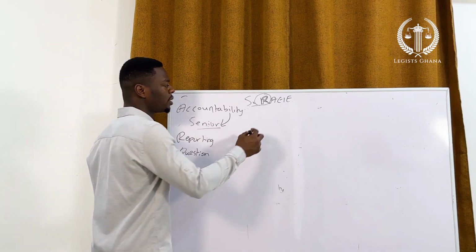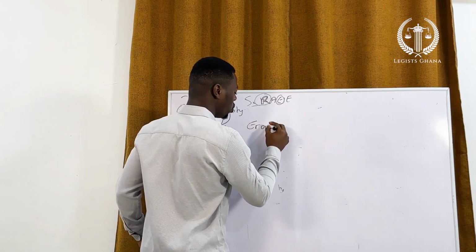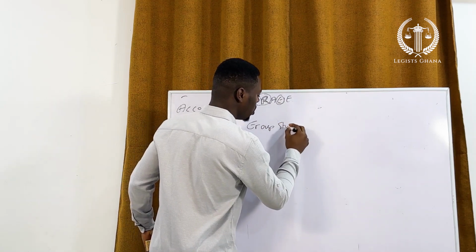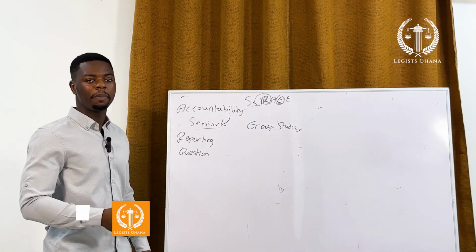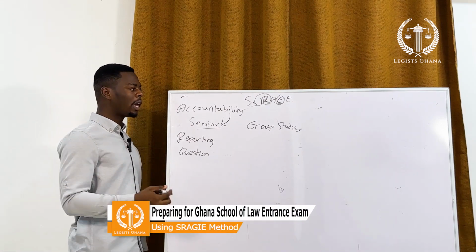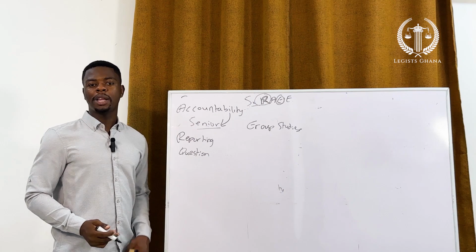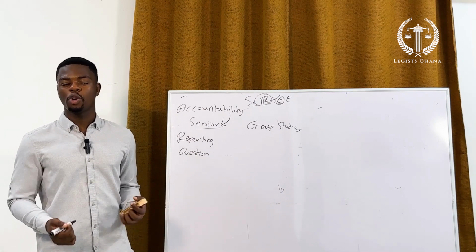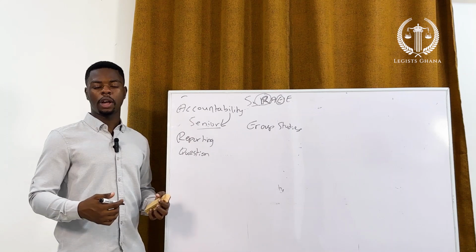Now, the next stage is the G. So the G is referring to the group studies. Of course, now that you have your study guide and now that you've revised the particular topic, how do you know that you are good at this topic? You can practice with the senior, of course, but it's also important to interact with your colleagues. Your colleagues are people who are also preparing towards that particular course.